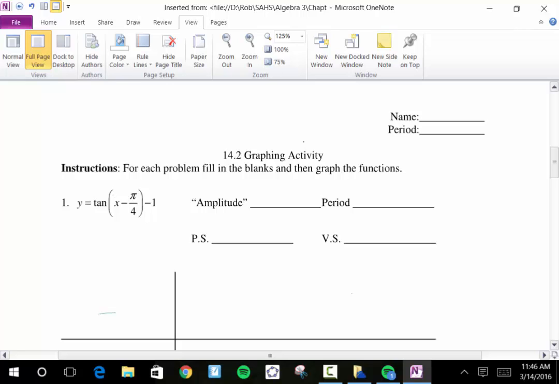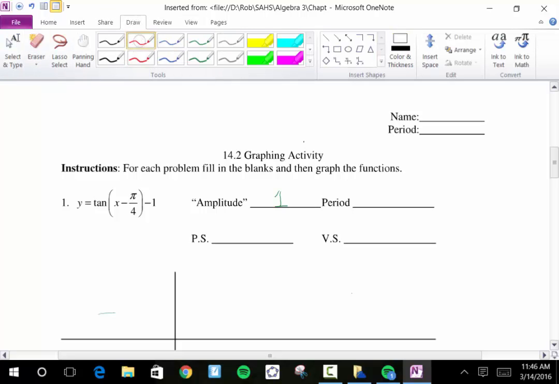Well, the first thing you want to do is figure out the amplitude. Now, tangent really doesn't have amplitude, but it definitely can be stretched or compressed. That happens when you multiply something right in front of tangent. That's what will go here in the amplitude. Well, nothing's in front there, so I'm going to put a 1 right in front of the tangent. Okay, now that we have that, let's find the next part.